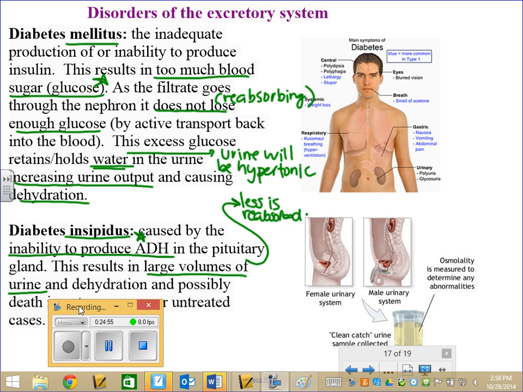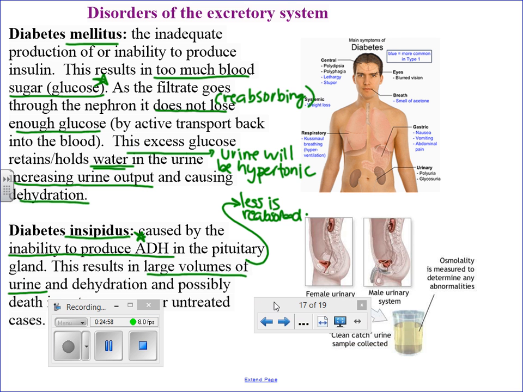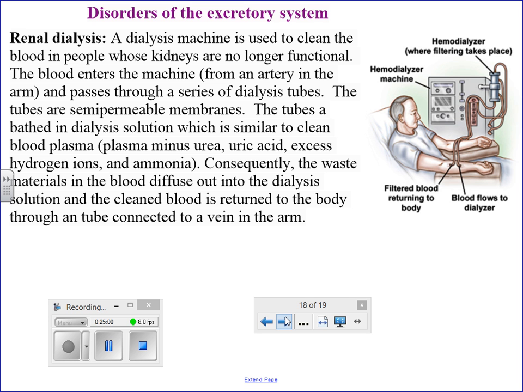Now, if you flip to the other side of the page, we'll talk about some ways that we could make up for renal insufficiency.